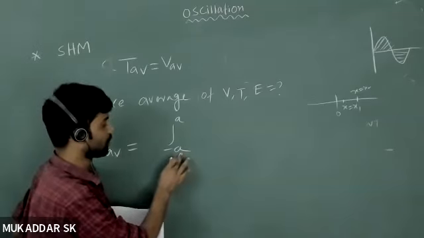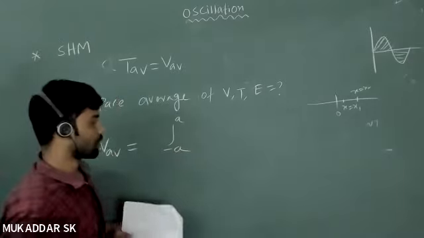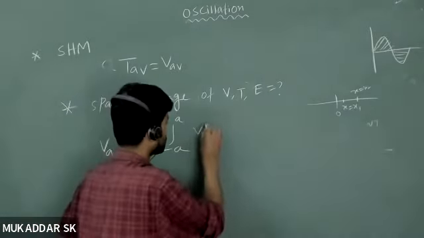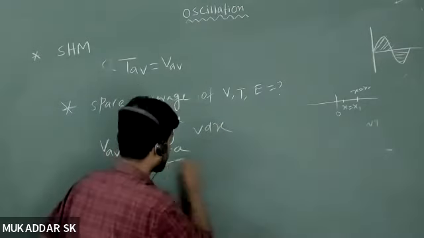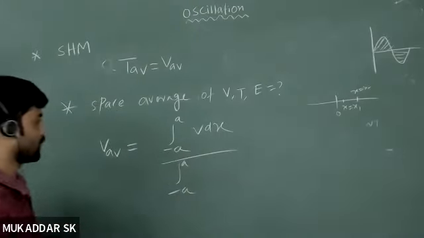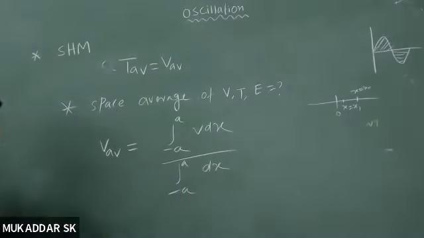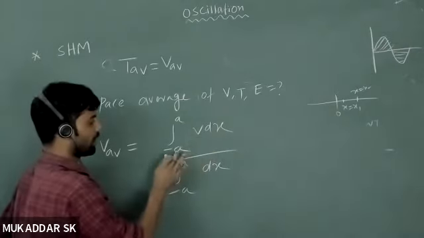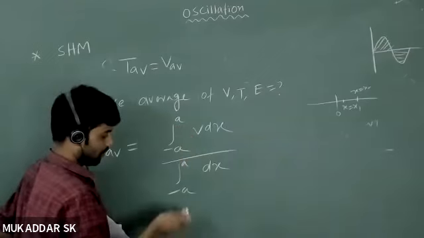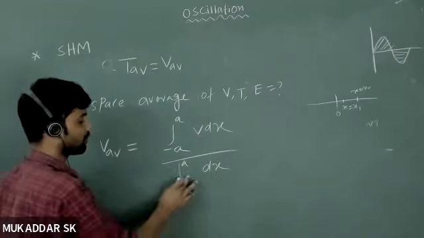So minus a, 1 upon a, kinetic energy, 1/3 m omega square a cube. No, you calculate it, okay? So V dx divided by minus a to a. Tomorrow I'll ask you, okay? Please do it. So this is space average: V dx from minus a to a, where a is the amplitude of motion. And this is the formula: minus a to a V dx divided by minus a to a dx.